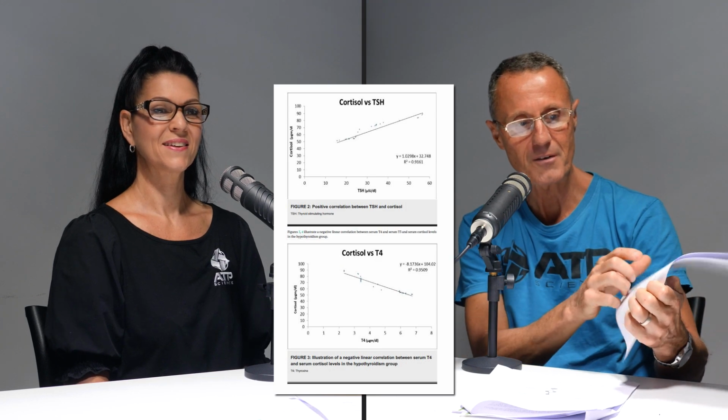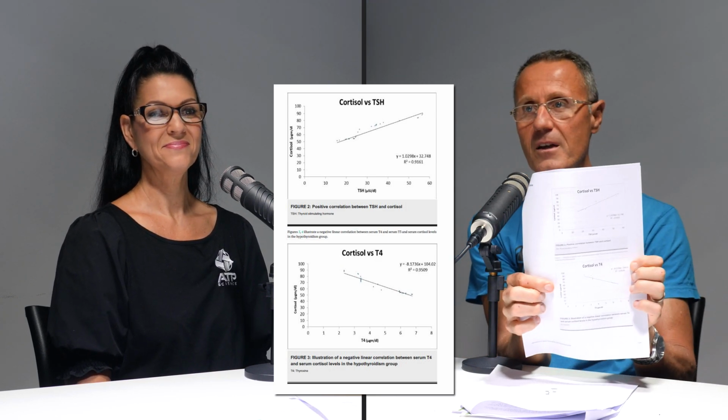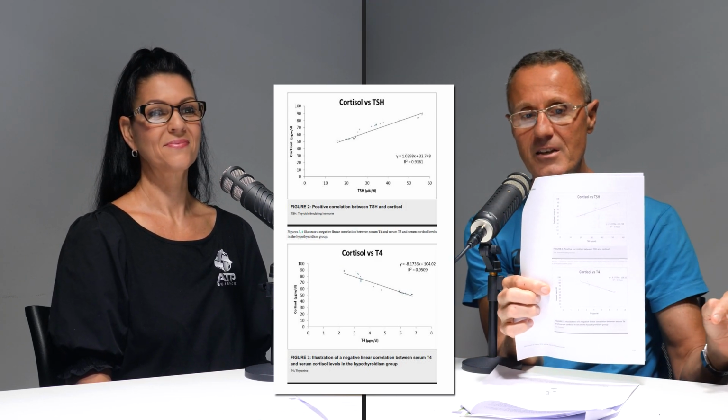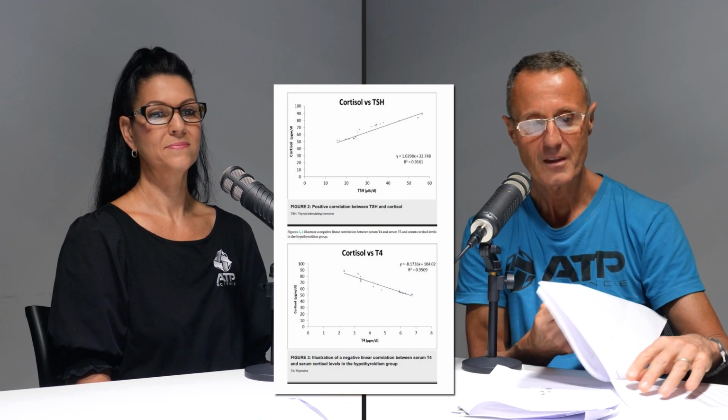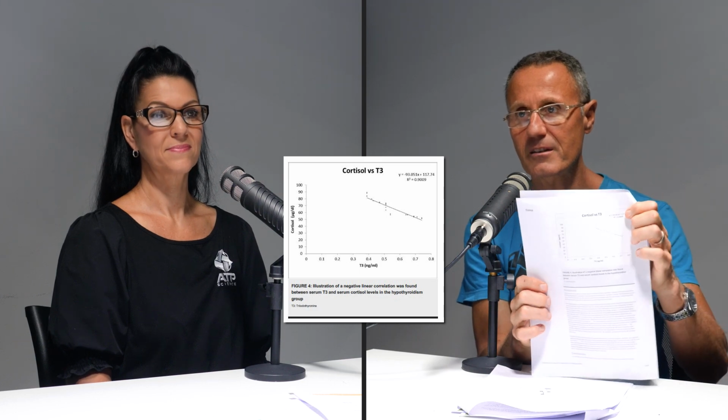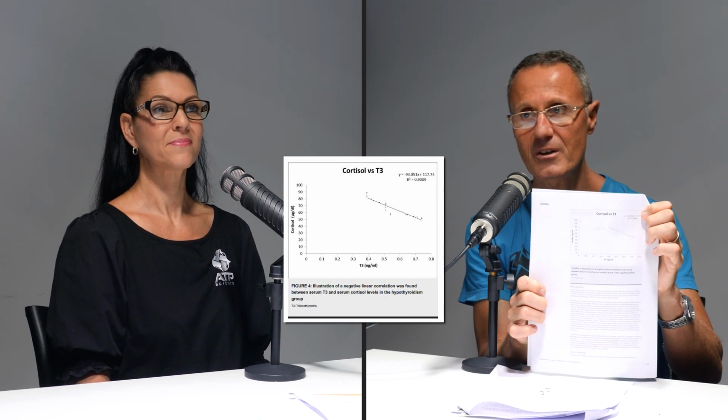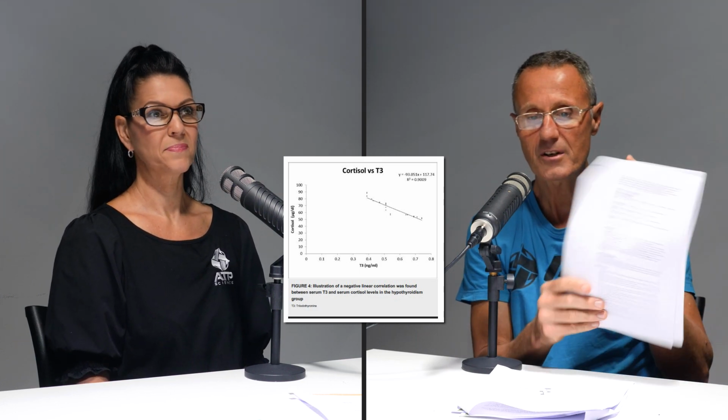And if you look at the bottom graph there where my fat fingers are covering, the more cortisol goes up, the less T4 you've got. And if we flick the page of this particular study, the cortisol goes up and the active T3 goes down. So high cortisol, low T3. Every time. High stress, low T3. High stress, low thyroid.